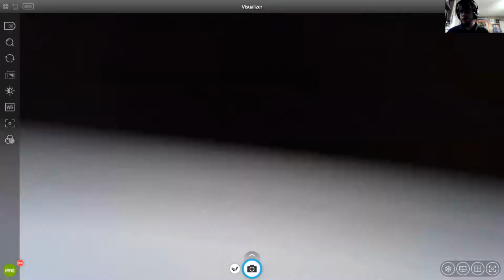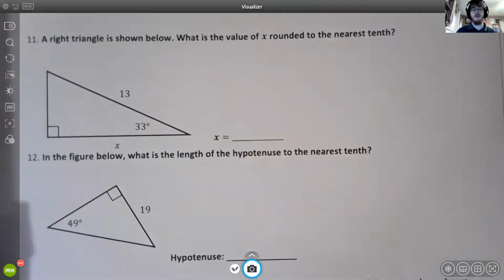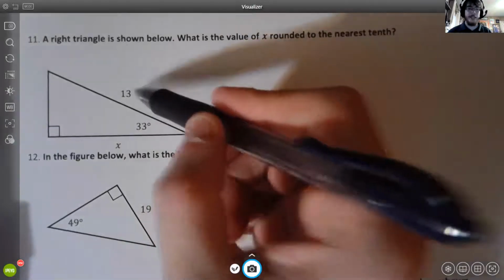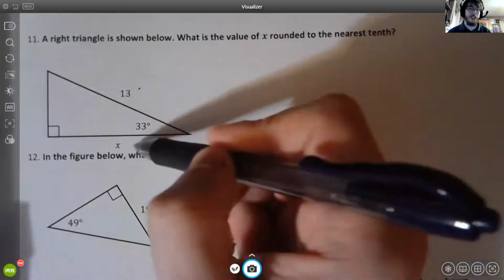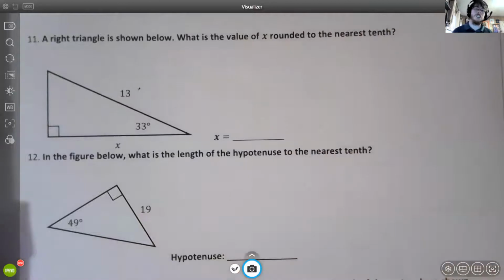All right. Next up, number 11. Number 11 says a right triangle is shown below. What is the value of x rounded to the nearest tenth? So again, you're going to ask yourself, well, what do we have in this problem? It gives you one side and one angle, and it wants you to find another side. So when it gives you one side and one angle, you need to use trig. Okay, so we're going to use trig here.